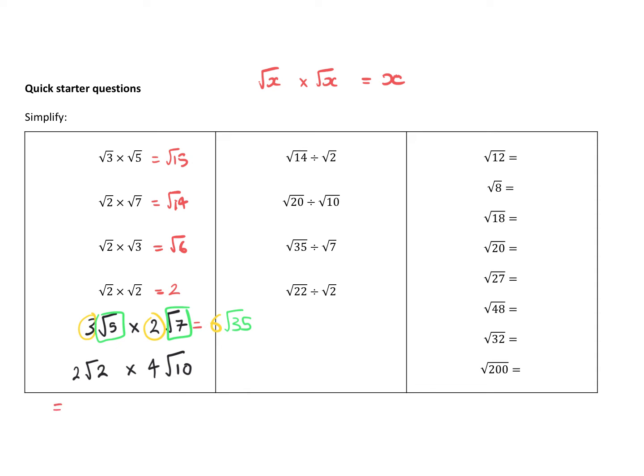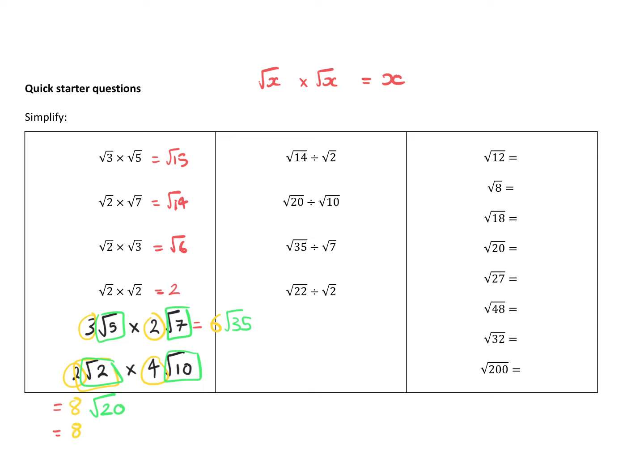Now, the last example, we'll do this in the same way. 2 multiplied by 4 gives us 8, and then root 2 multiplied by root 10 gives us root 20. So we have 8 root 20, but we can't stop there because root 20 can be broken down. So you'd never get full marks in a question like this if you didn't break down the root 20.